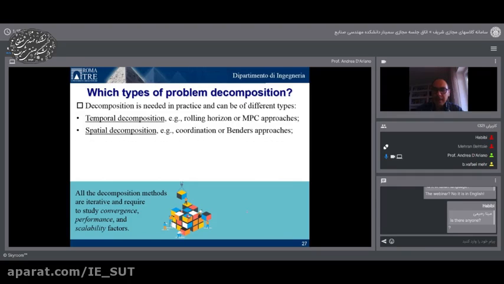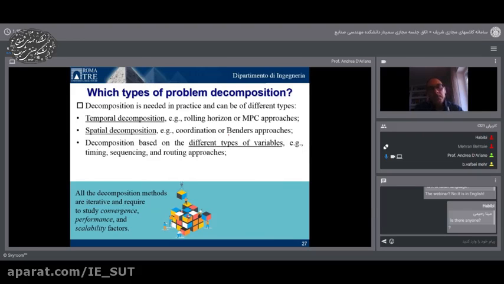For example, maybe I can mention the approach of Professor Mannino that is very powerful with the Benders decomposition. Other types of decomposition you can find in the literature depend on the types of variables. For example, you might decompose the problem into timing, sequencing, and routing approaches. These problems are of course interconnected. We will also see, if I have time, some examples.